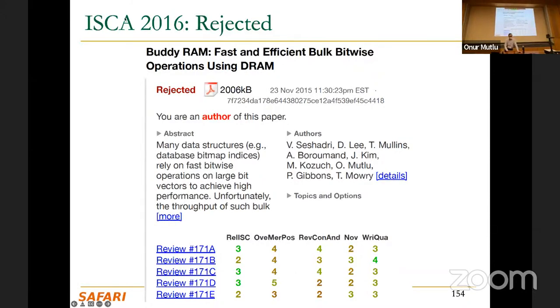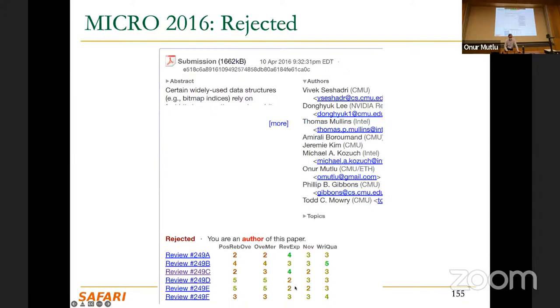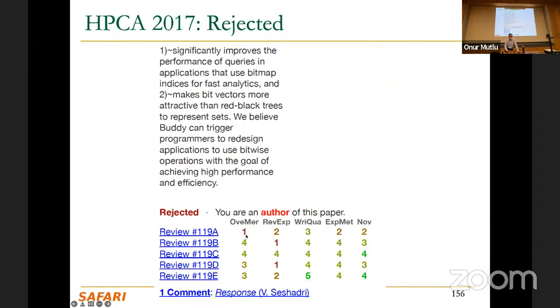This is the first place it was submitted, ISCA 2016. It's a top conference. And you can see, where is this? Overall merits, none of them are green. Well, I guess there's one green over here. But it's all brown. This is another overall merit over here. That doesn't look good, but it looks a bit better. Overall merit, somebody gave it one. One is really basically, I don't want to see this paper, or over my dead body, you can get it into this conference.